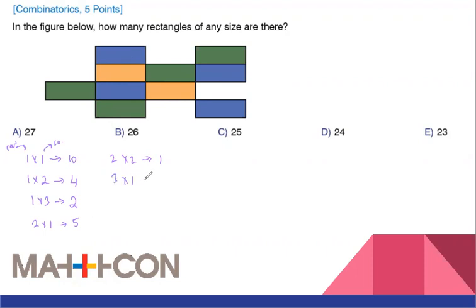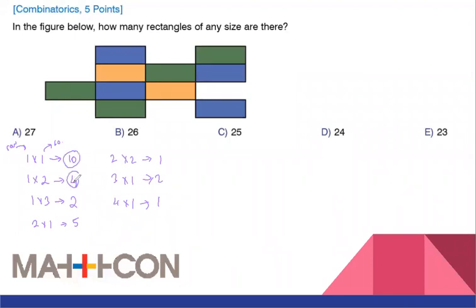Three by one, so three rows by one column: this is one, and this is two, so that's just two. Four by one is just one there. There's no five by one, because the most rows we can have is four. There's no four by two, because this one is only four by one. Four by three, four by four, those are not there, and five doesn't work because we don't have that many rows or columns. So this is all.